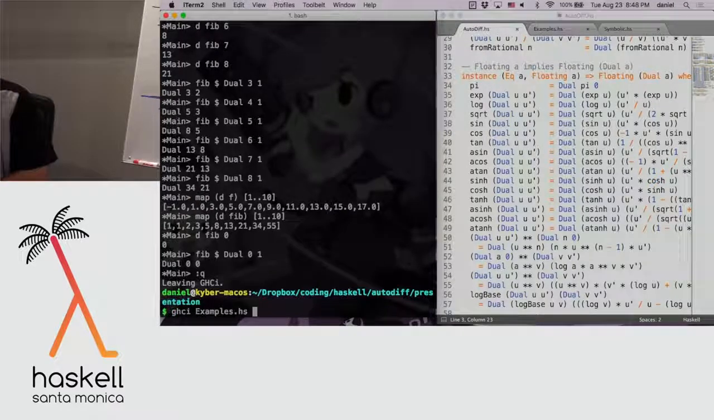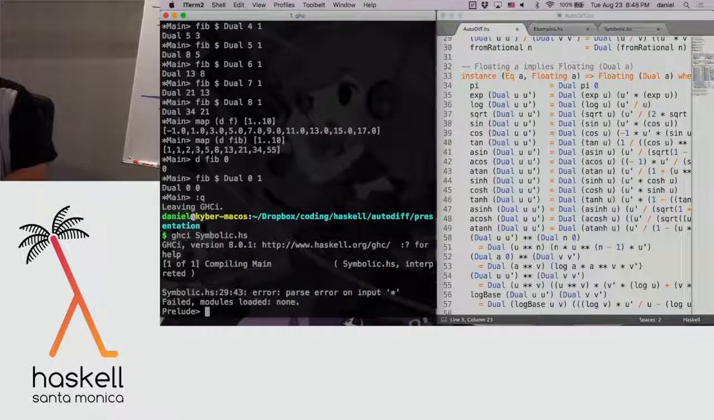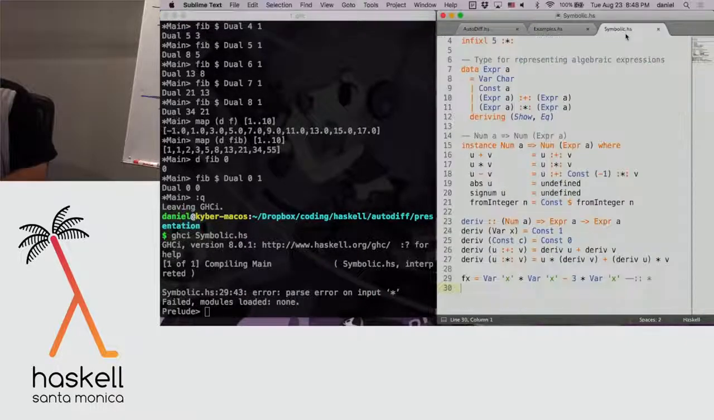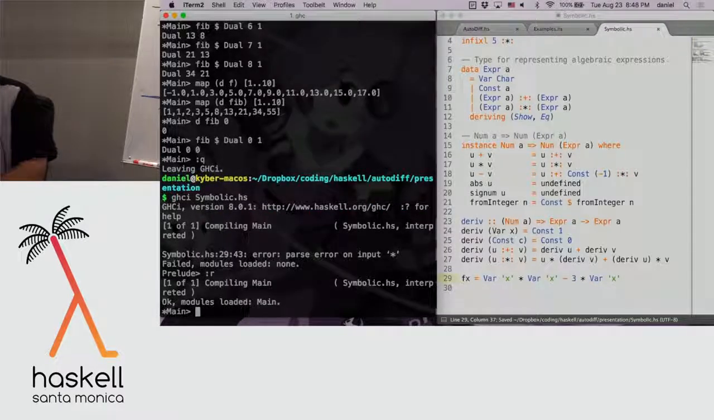So let's get out of here and let's go into GHCI. Symbolic failed. What's going on? Star. On what line? Oh, it's not recognizing that that's a comment because there's something. Yeah. Okay. Just get rid of that. Thank you. Okay. So let's look at the type of fx.